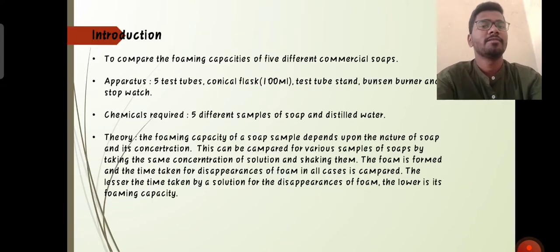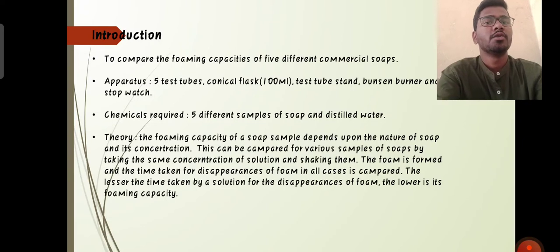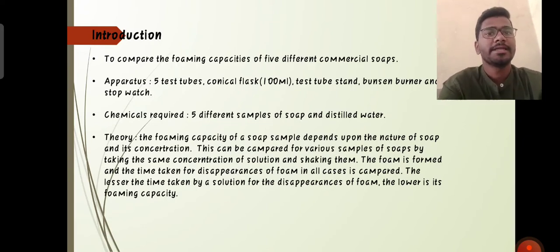Let's start the given procedure. Introduction. To compare the foaming capacity of 5 different commercial soaps. Apparatus: 5 test tubes, conical flask, test tube stand, Bunsen burner, and stopwatch. Chemicals required: 5 different samples of soap and distilled water.